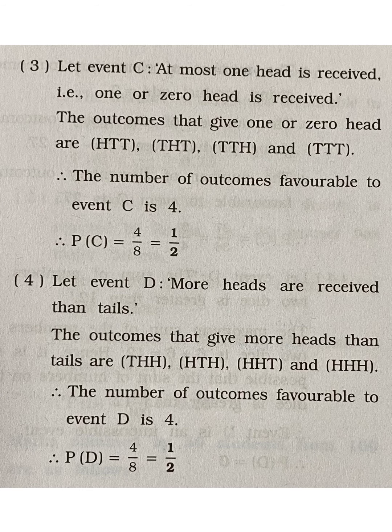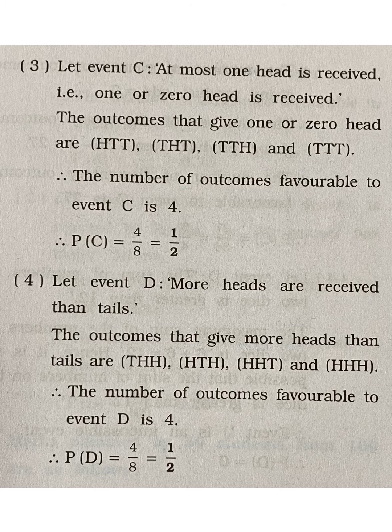Now the next is, we have to find the probability of having at most one head. So we have to find the outcomes in which either one head is there or less than one head is there, but there should not be more than one head. Such outcomes are 4. So the probability is 4 by 8, that is equal to 1 by 2.